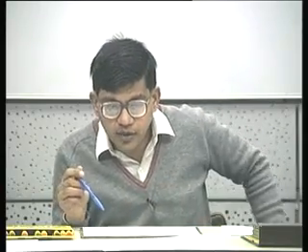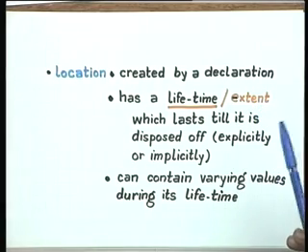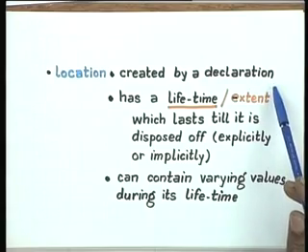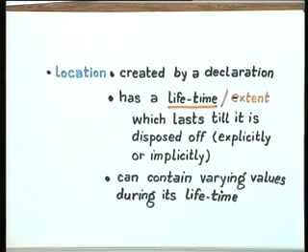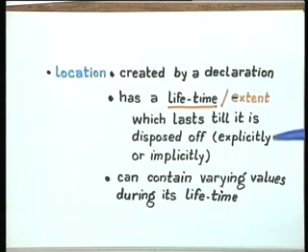right. So what constitutes scope in a program text works out at runtime to a lifetime for each object that is created in that scope. So each object that a declaration has is created when that declaration is elaborated, and it has a lifetime which lasts till the end of that scope, and at the end of that scope it is automatically disposed of.